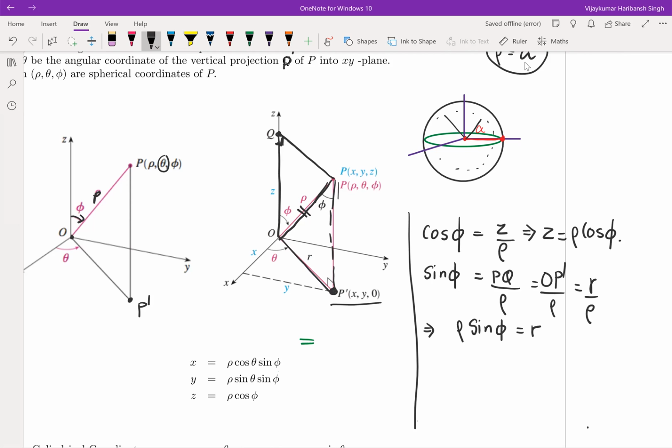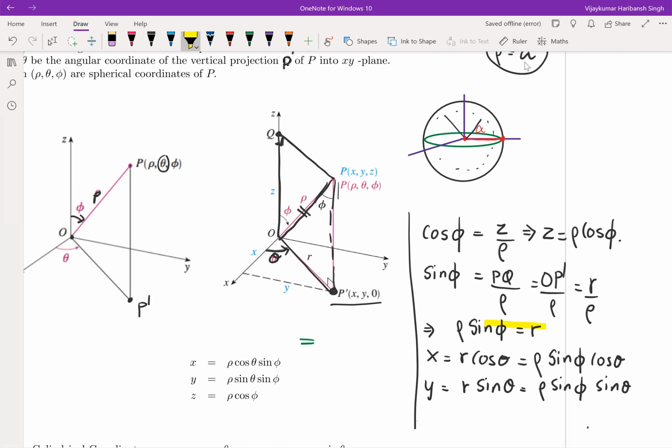Now we are in this plane. If this angle is theta, we can use polar coordinates in this region. Polar coordinates tell us x equals r cos theta, where r is the same as rho sine phi, so x equals rho sine phi cos theta. And y will be r sine theta, which is rho sine phi sine theta. So these are your conversion formulas from spherical coordinates to Cartesian coordinates, which are recorded here.